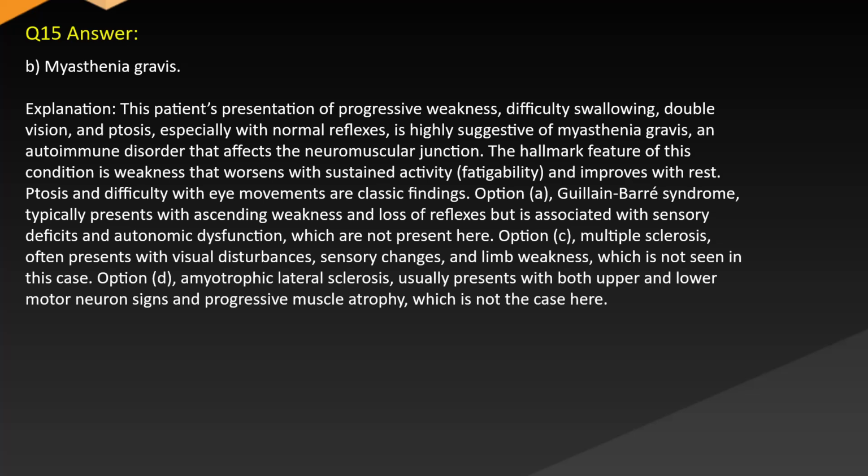Option A. Guillain-Barré syndrome typically presents with ascending weakness and loss of reflexes, but is associated with sensory deficits and autonomic dysfunction, which are not present here. Option C. Multiple sclerosis often presents with visual disturbances, sensory changes, and limb weakness, which is not seen in this case. Option D. Amyotrophic lateral sclerosis usually presents with both upper and lower motor neuron signs and progressive muscle atrophy, which is not the case here.